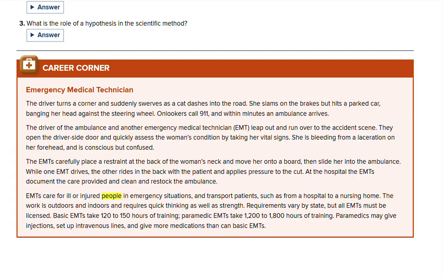EMTs care for ill or injured people in emergency situations, and transport patients, such as from a hospital to a nursing home. The work is outdoors and indoors and requires quick thinking as well as strength. Requirements vary by state, but all EMTs must be licensed. Basic EMTs take 120 to 150 hours of training. Paramedic EMTs take 1,200 to 1,800 hours of training. Paramedics may give injections, set up intravenous lines, and give more medications than can basic EMTs.